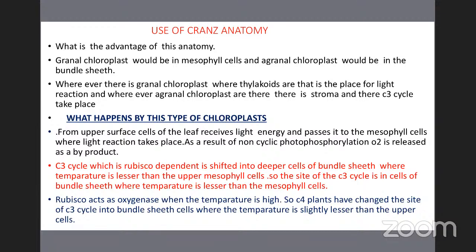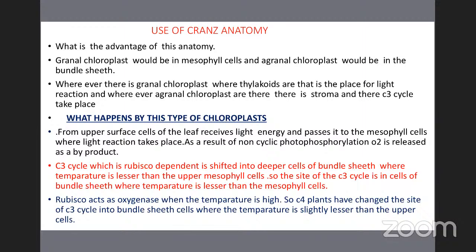And in cyclic photophosphorylation, ATP will be synthesized by exciting two electrons from photosystem one, and by traveling through various electron transporters, they come back to the same photosystem. By synthesizing these ATP molecules, it reaches the same pigment system. That's why it is called cyclic photophosphorylation.